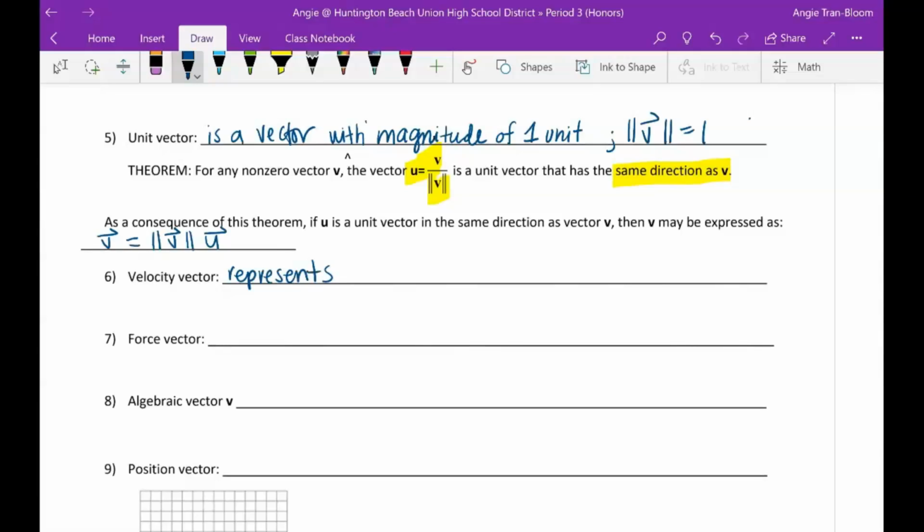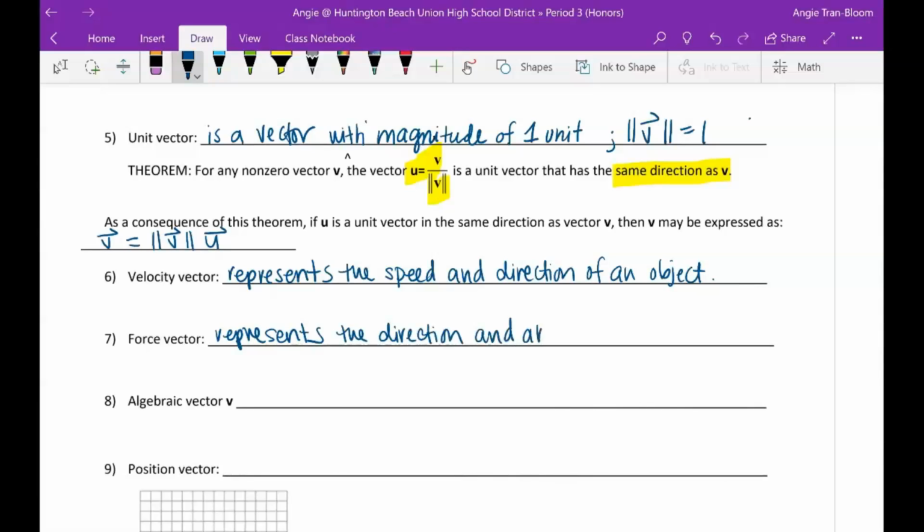the speed and direction of an object. Force vector represents the direction and amount of force acting on an object.